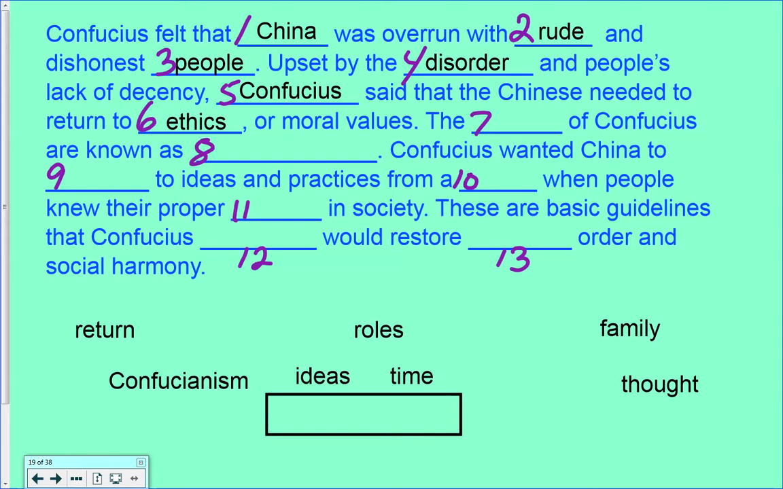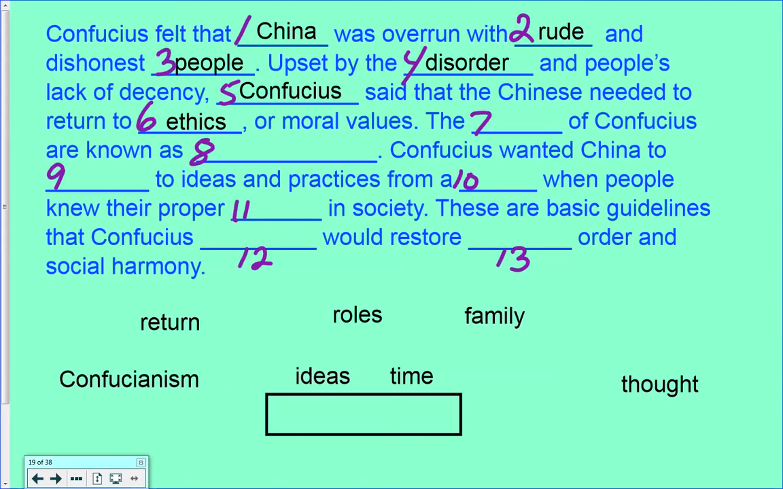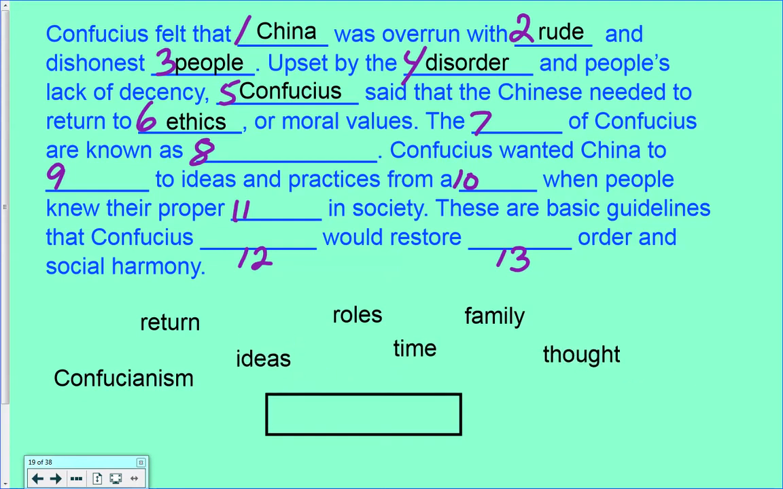Now look at 7 and 8. The blank of Confucius are known as blank. Well, the return of Confucius, the roles of Confucius, the family of Confucius, none of those make sense. The Confucianism of Confucius, that doesn't make sense. The ideas of Confucius, well, that could be it. The time of Confucius or the thought of Confucius.